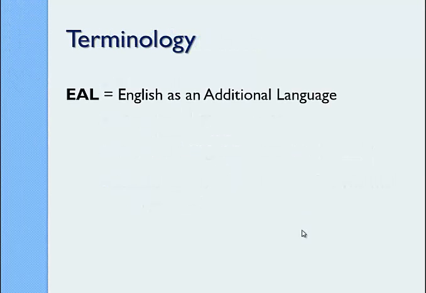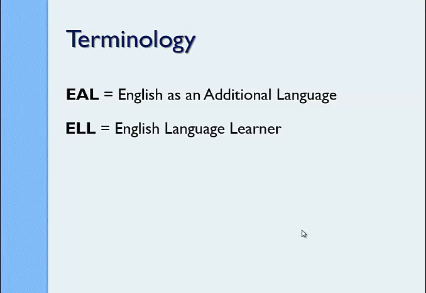Some terminology. EAL stands for English as an Additional Language, and this is anybody who does not speak English as their mother tongue, and now they are learning English. You might see the term ELL. It's used a lot in the States and stands for English Language Learner. In the States, it would be anybody who is learning English, regardless of whether the English is their first language or not. There are a number of people who only speak English but not well. They could be ELLs as well.